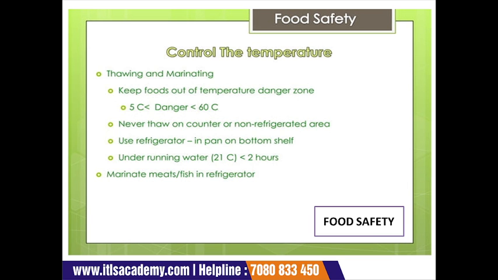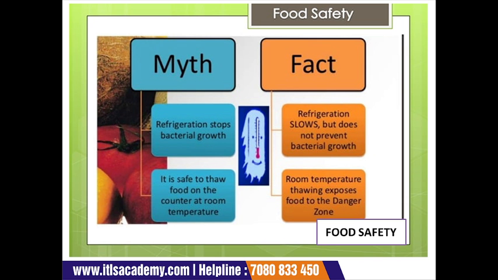Control temperature. Thawing and marinating. Keep food out of the temperature danger zone that we already discussed. Never thaw on the counter. We do not thaw food on a counter. We always thaw food in the refrigerator on the bottom shelf or under running water. Marinate meat and fish in a refrigerator. When we marinate fish or meat, we have to use a refrigerator.